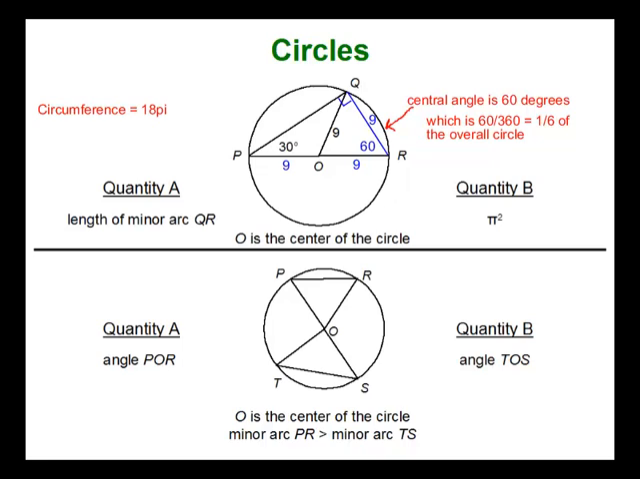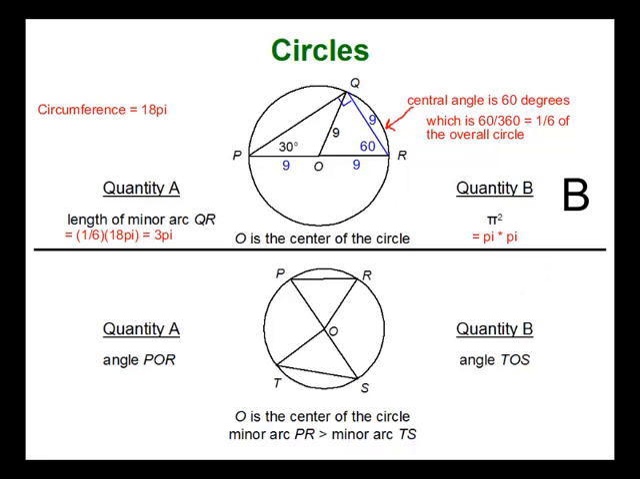And that's 1/6 of the circle overall. Use our diameter of 18. 18 pi is then our circumference, or plug into 2 pi r. And so that means minor arc QR is 3 pi. Comparing that to pi squared, I think, is a little easier if you realize that's pi times pi. So it's really, is pi bigger than or less than 3 pi? And quantity B is greater because pi is greater than 3. In other words, we have more than 3 pi over here.